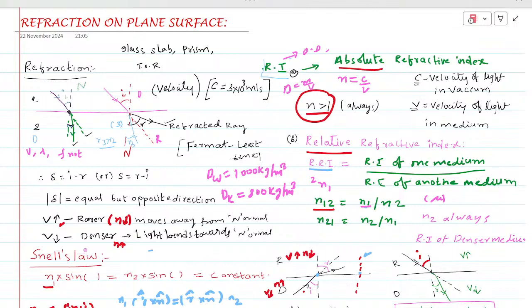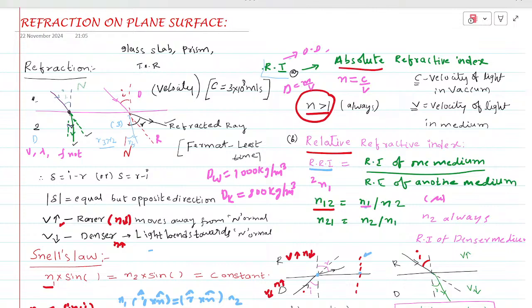And light has a dual nature, meaning it depends on the surface on which it is incident. So it is considered as a wave or like a ray.